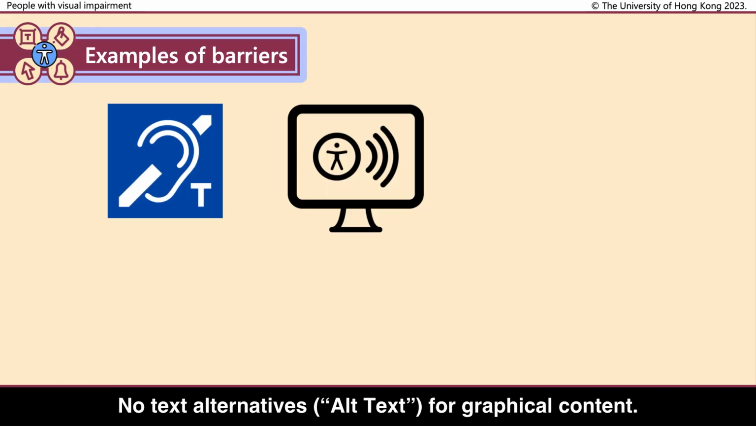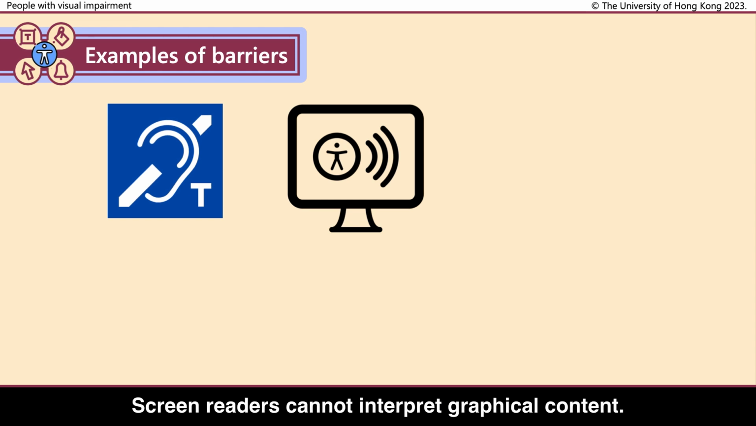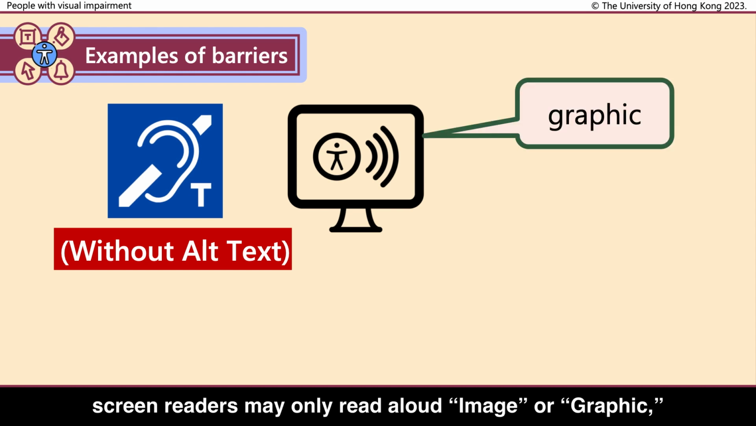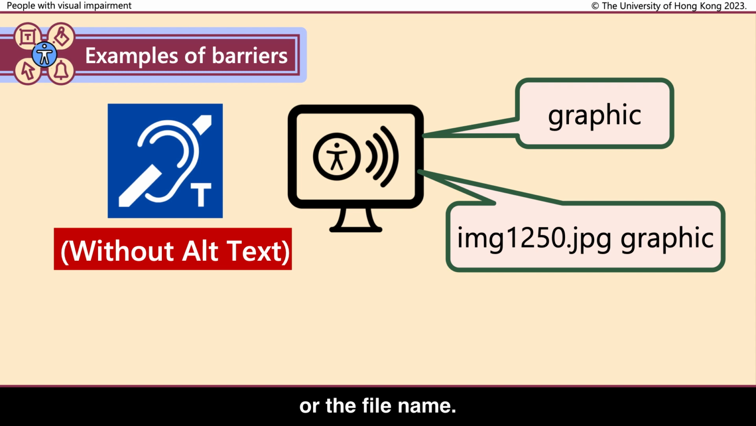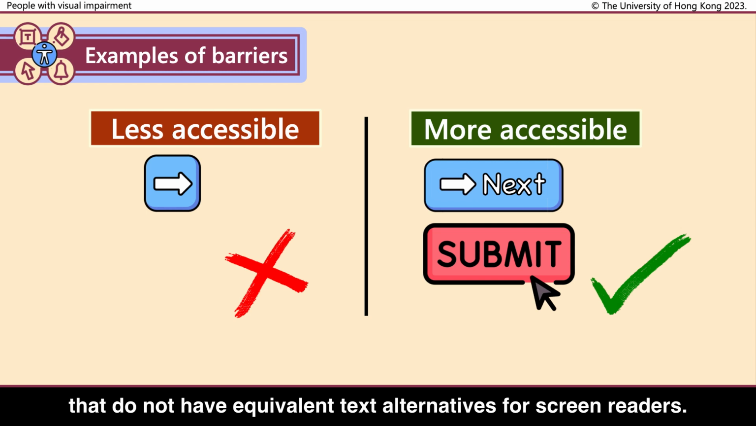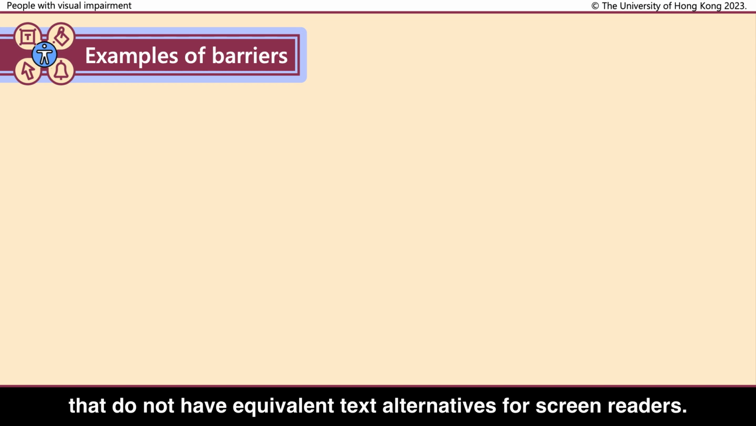No text alternatives, alt text, for graphical content. Screen readers cannot interpret graphical content. Without alt text, screen readers may only read aloud "image" or "graphic" or the file name. Users of assistive technologies cannot understand the graphical content. Images, controls, and other structural elements that do not have equivalent text alternatives for screen readers.